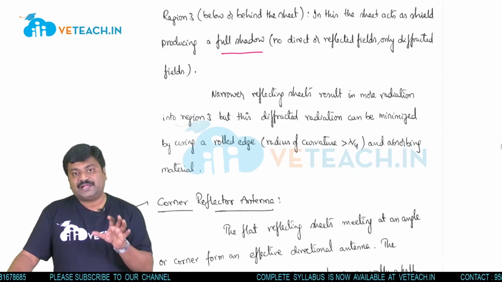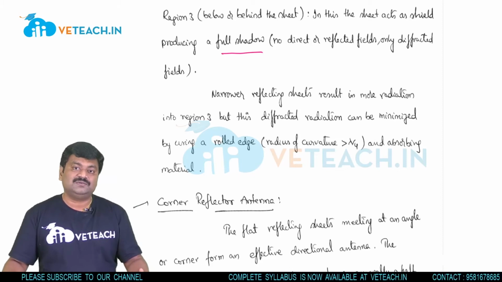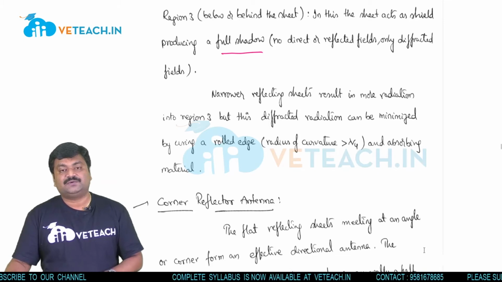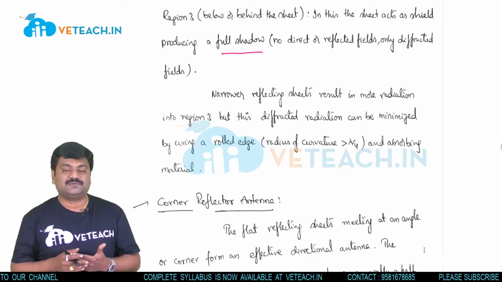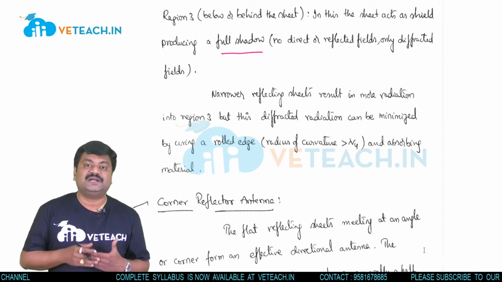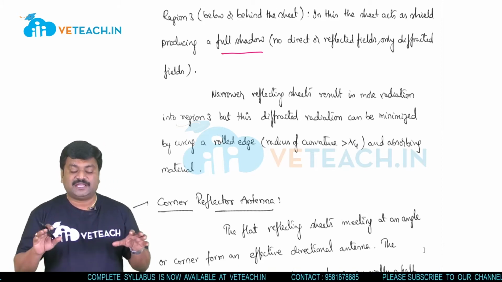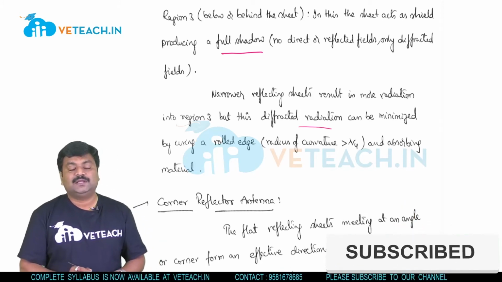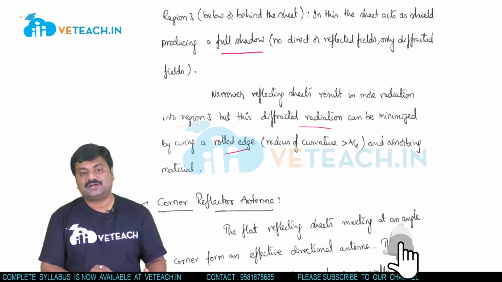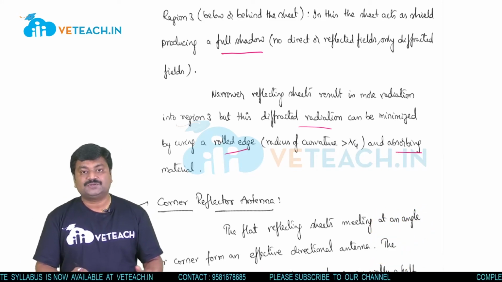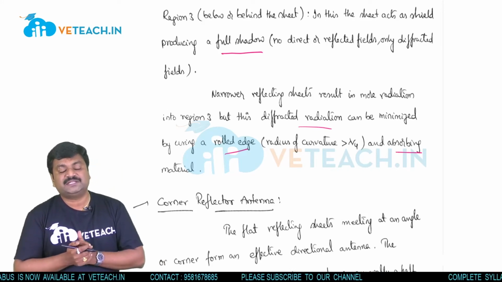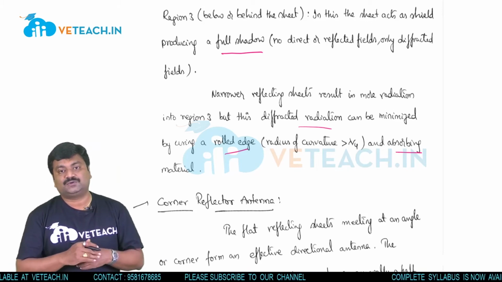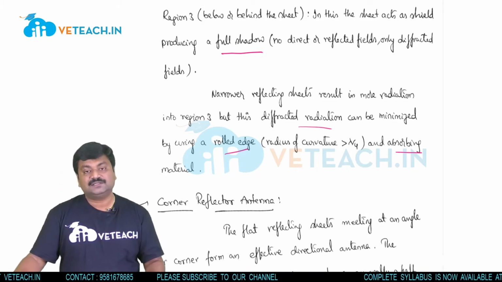Narrowing these reflecting sheets will always result in more radiation to us. To have an effective radiation, we can consider region 3 the best. But in region 3, we will have a diffracted region, or radiation that is going to be present, and it can be minimized by using a rolled edge or else absorbing materials. If we use both these elements, then obviously we can have effective radiation that could be present in region 3.